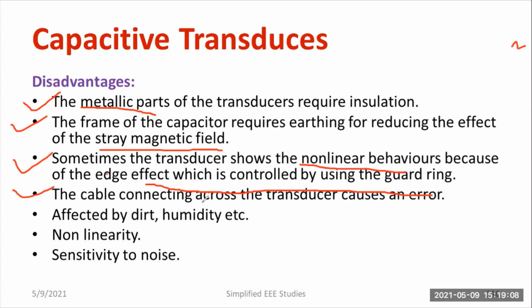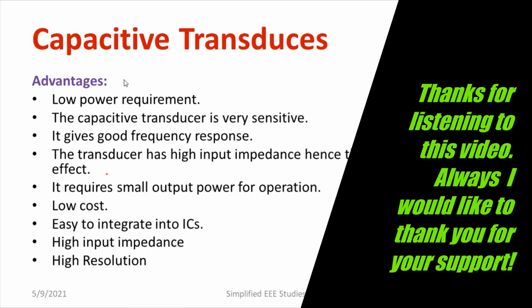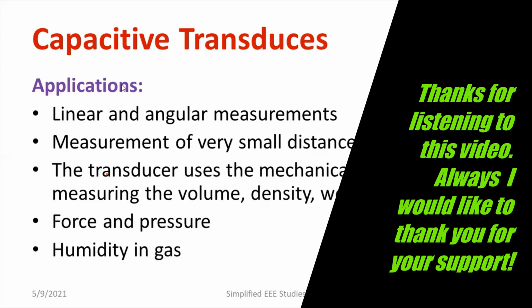That's a problem. The cable connecting across the transducer causes other errors because of parasitic capacitance. Parasitic residual inductance and parasitic capacitance, those factors have to be considered. It is affected by dirt and humidity. That is another issue. And aging of the capacitor, a phenomenon you must have studied in electrical engineering materials. So that point also has to be considered. Then presence of non-linearity. Then sensitivity to noise. That is another setback of the capacitive transducer. However, if I look at the advantages, it has major positive features.